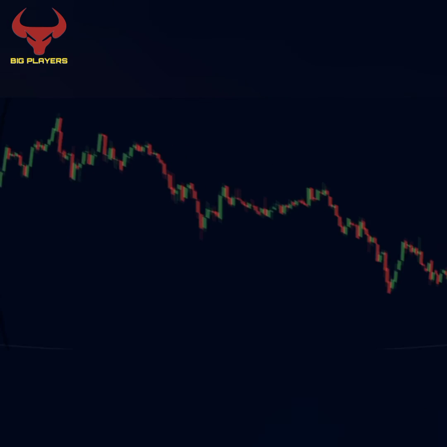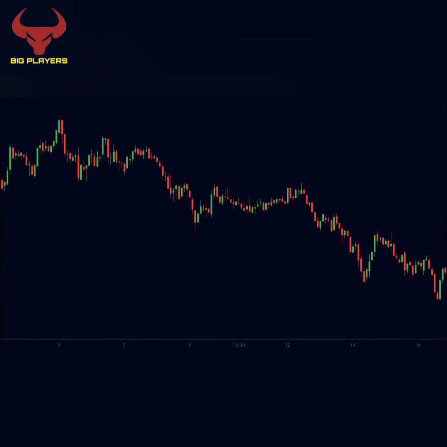Let's now look at one last example. Here, we see that the price was making lower highs and lower lows. So it is a downtrend. Now, we mark this level of support here. We expect the price to break below the support level and keep the downtrend intact.